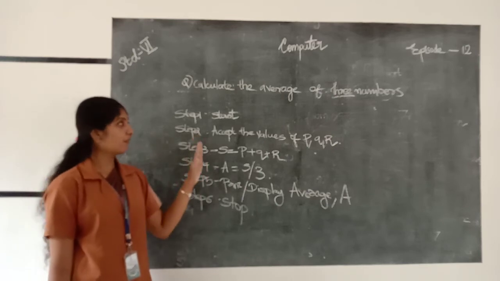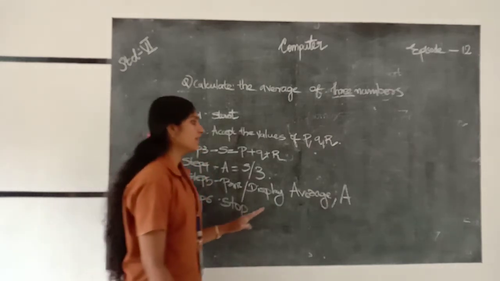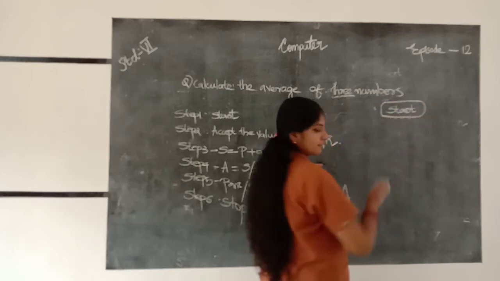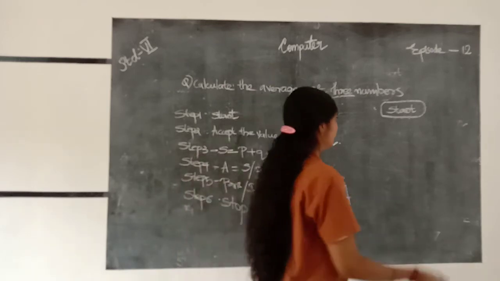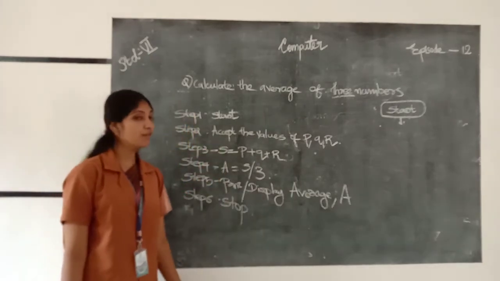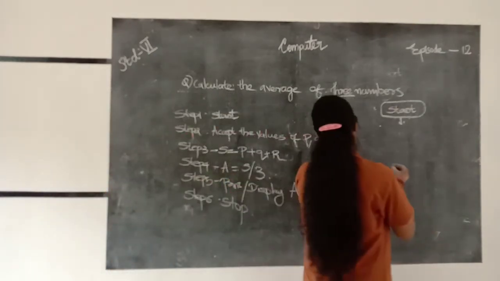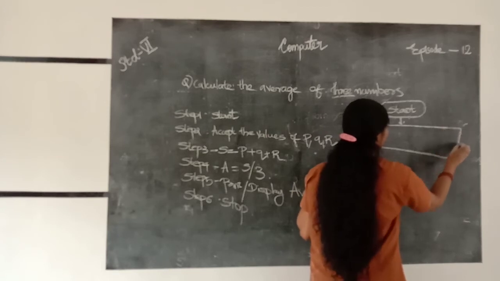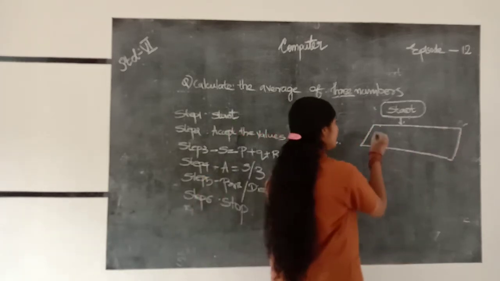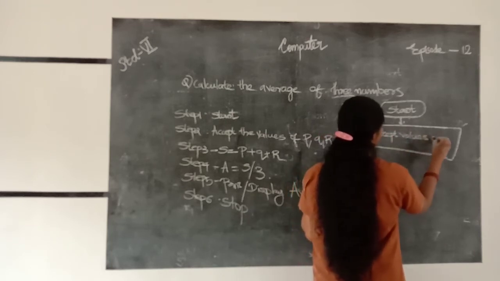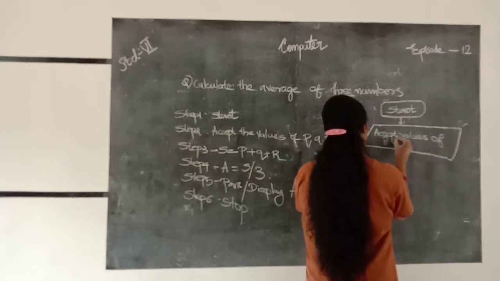Okay, so let's draw the flow chart for finding the average of 3 numbers. First one, start. Then second one. So what is the second step here? Accept the values of PQR. So it should be written in a printing statement, that means input box or output box. So accept the values of P, Q and R.